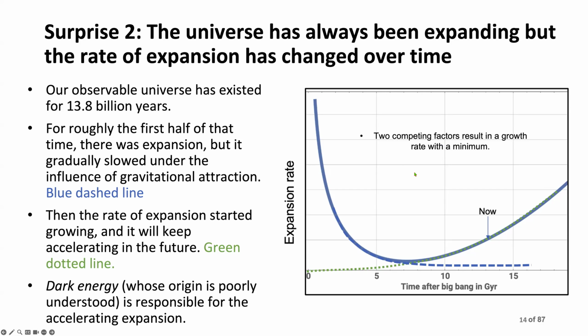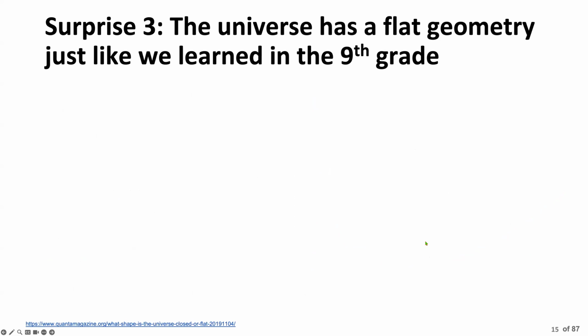So what we have here on the graph is two competing factors: an expanding universe where initially gravitational forces were dominant, and now the influence of dark energy is dominant. And so we actually went through a minimum in the expansion rate about 7 billion years ago.